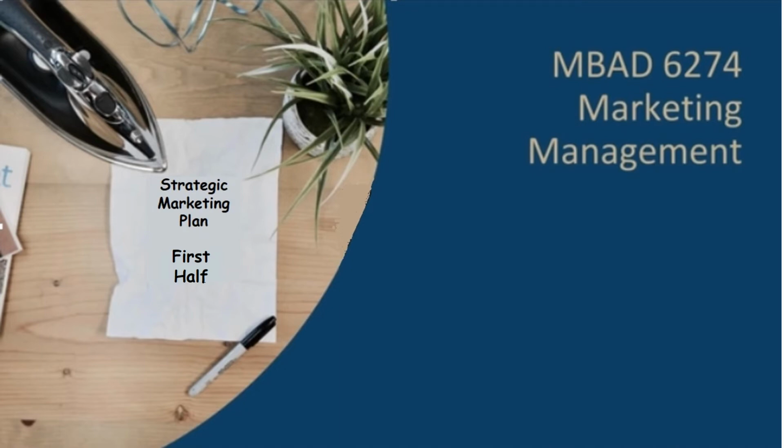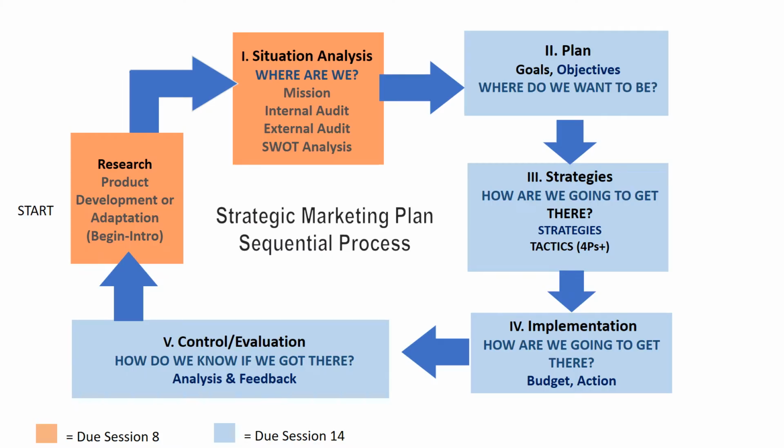Strategic Marketing Plan, First Half. This is a guide for the first half of the Strategic Marketing Plan. It includes both a situation analysis and a SWOT analysis, which is indicated in the orange step Roman numeral 1. It addresses the question, where are we now?